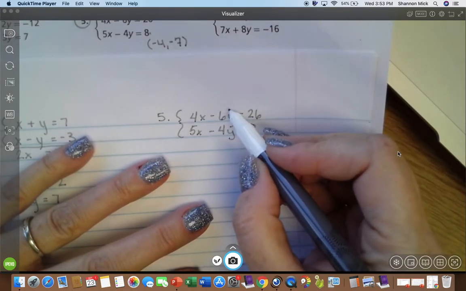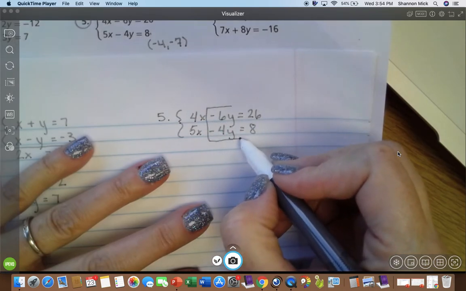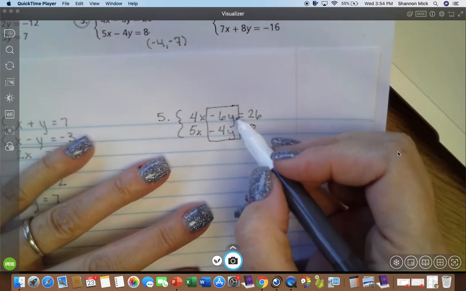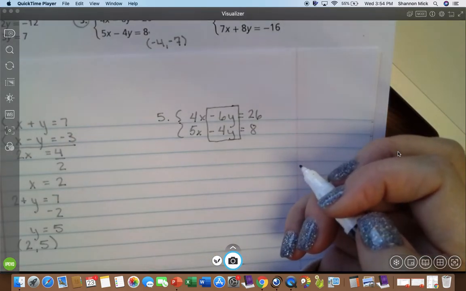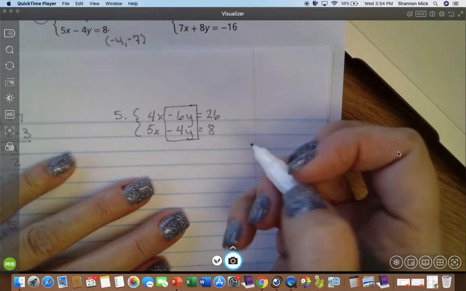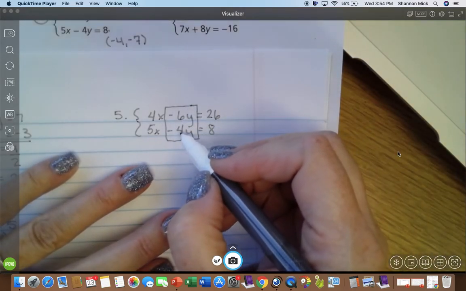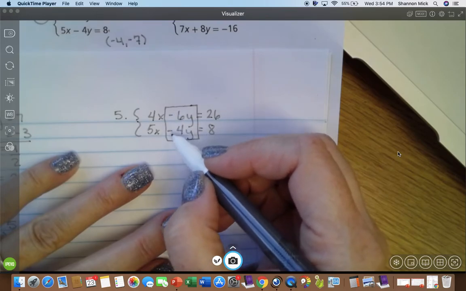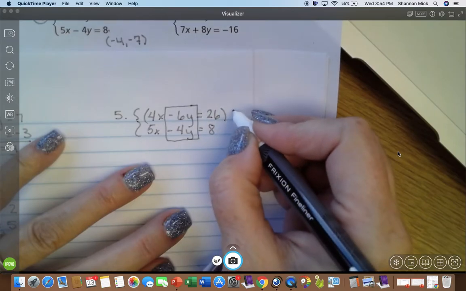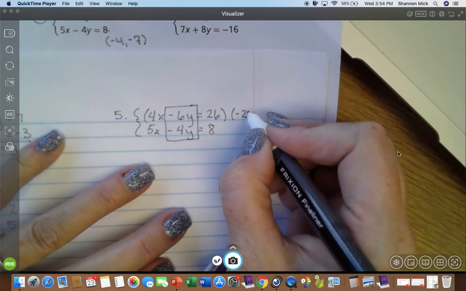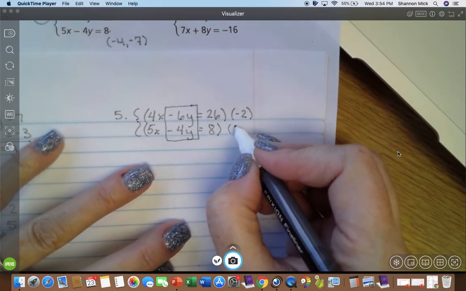So if I want to eliminate my y's, I need to look at the smallest number they both go into. Now I can use a bigger number than the smallest, but it's just nicer not to have huge numbers. So the least common multiple of 6 and 4 is 12. And I need one of them to be positive. So I'm going to multiply the top equation by -2 to get 12, and the second equation by 3 to get 12.